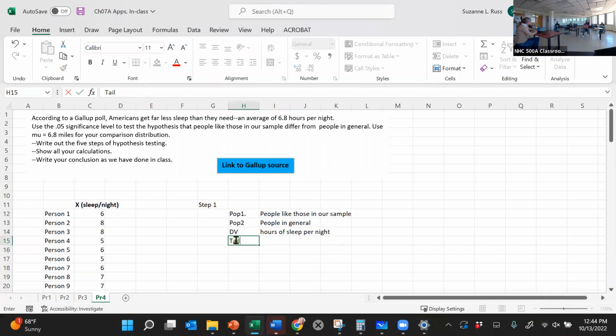Tails? What's your clue that it's two-tailed, Stephanie? Differ. We use that word differ up here, yeah. And let's state our hypotheses then.